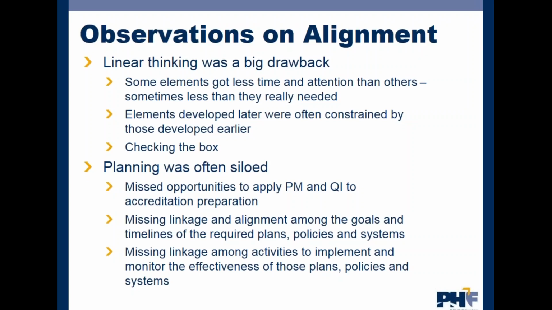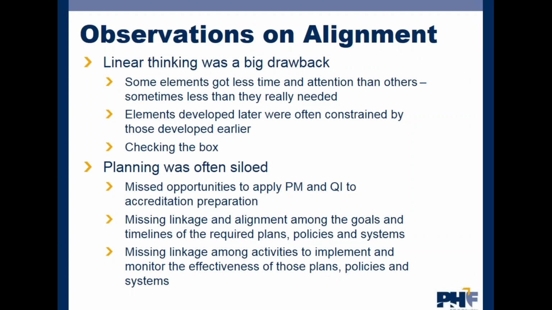The other thing that happened due to the linear orientation that started off as the PHAB process was that planning was often very siloed. There were missed opportunities to apply performance management and quality improvement to preparations for accreditation. There was linkage missing and alignment missing among the various goals and timelines of the required plans and policies and systems, and missing linkages among the activities that were being done to implement and monitor the effectiveness of those plans and policies and systems.